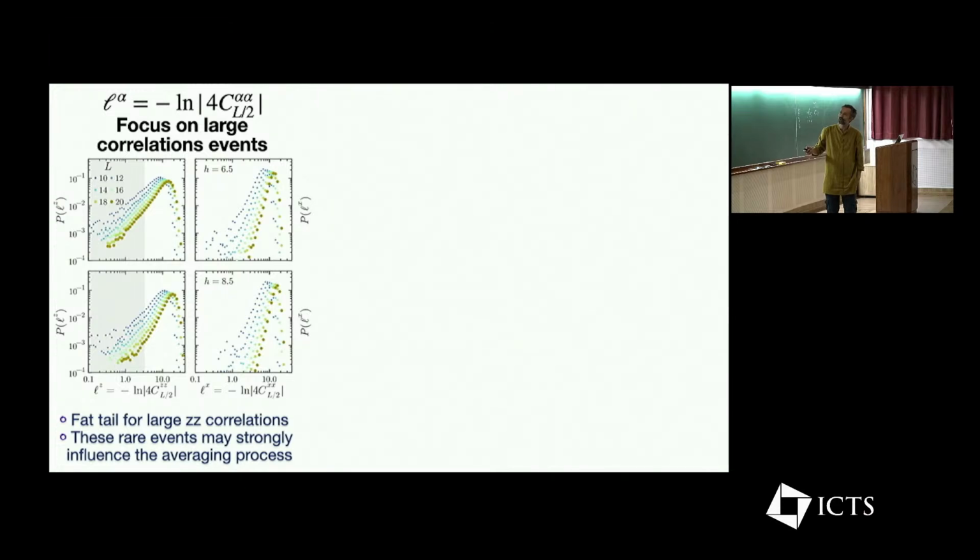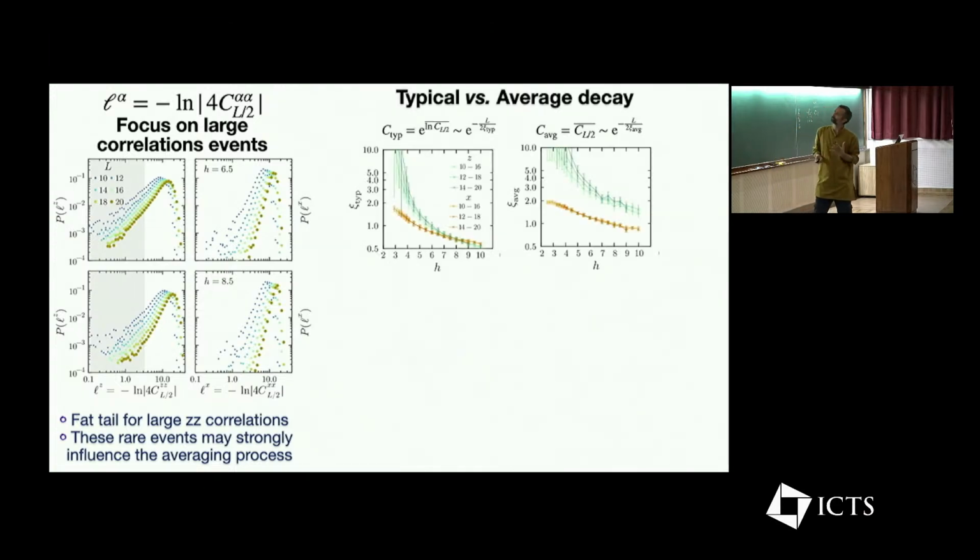And so using this simple change of variable, what we reveal here is a fat tail for this ZZ correlation function. These are rare events. And a good thing is to compare to the XX correlation, which is on the right for the same disorder value. Here you see it's shrinking as you increase the system size, and there is no rare event. So the rare events are in the ZZ component. To explore more, we can say there should be a difference between typical and average.